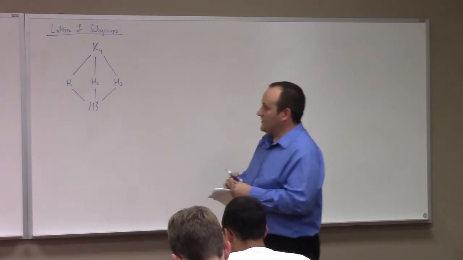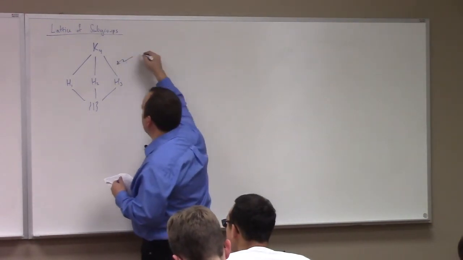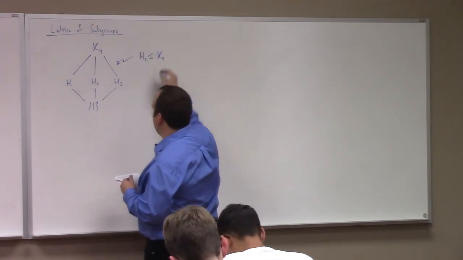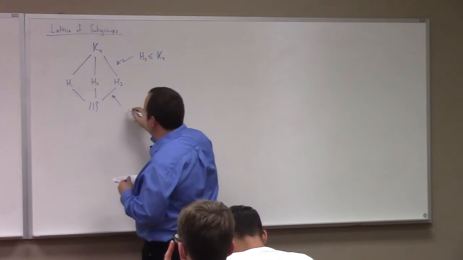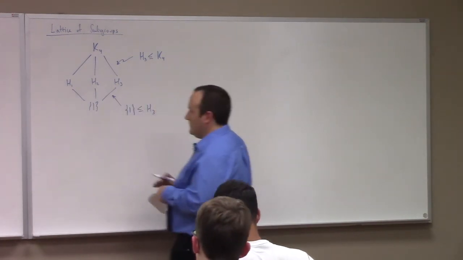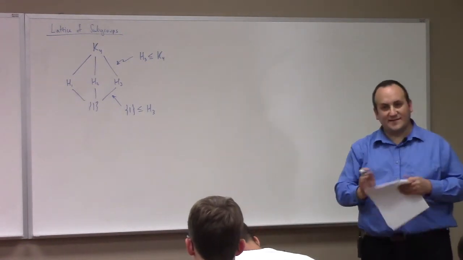So in this diagram, what this line right here indicates is that H3 is a subgroup of K4. This one right here indicates that 1 is a subgroup of H3. Not especially exciting, but there it is.